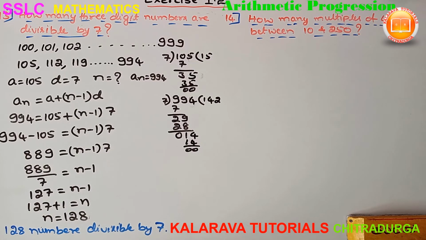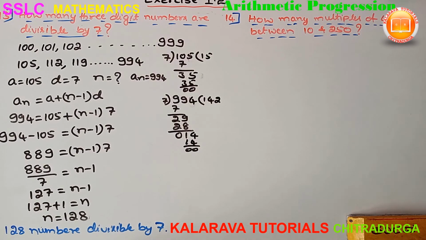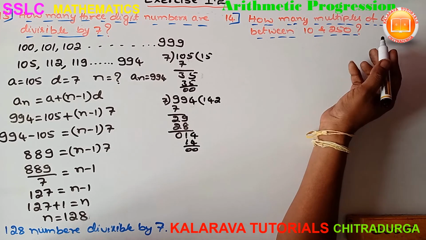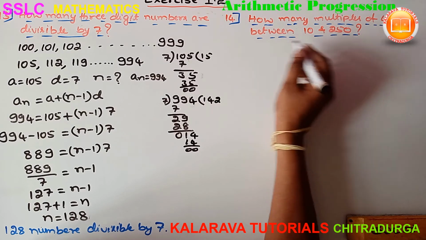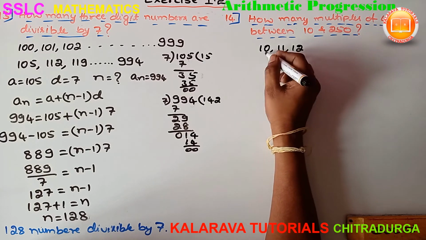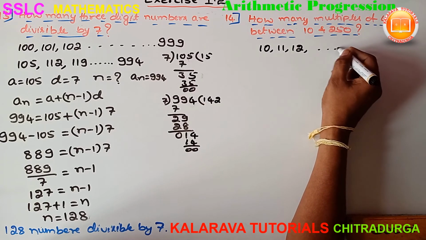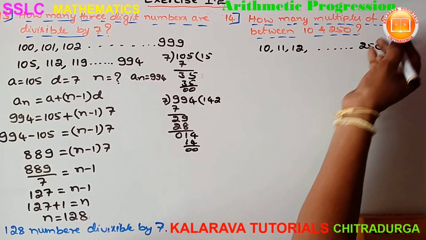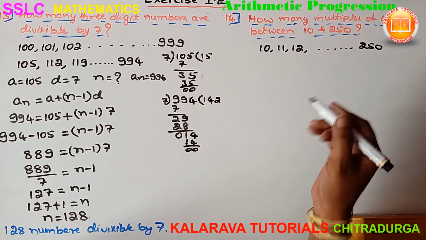So in the 14th problem, they are given: how many multiples of 4 lie between 10 and 250? So now we have to find the numbers that are divisible by 4, starting from 10. The numbers start from 10, 11, 12, and so on, but these are not all divisible by 4. All the numbers go up to 250. From these numbers we have to select the multiples of 4. What are the multiples of 4? That is the 4 table numbers.